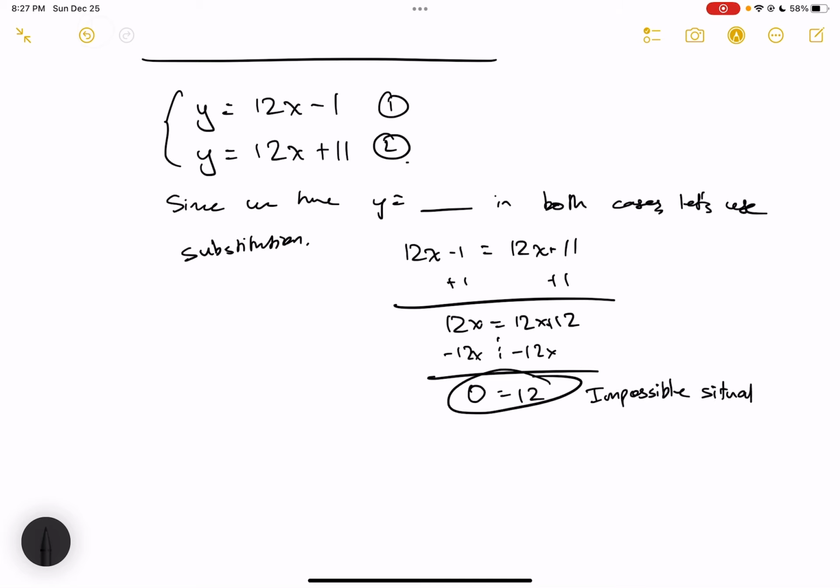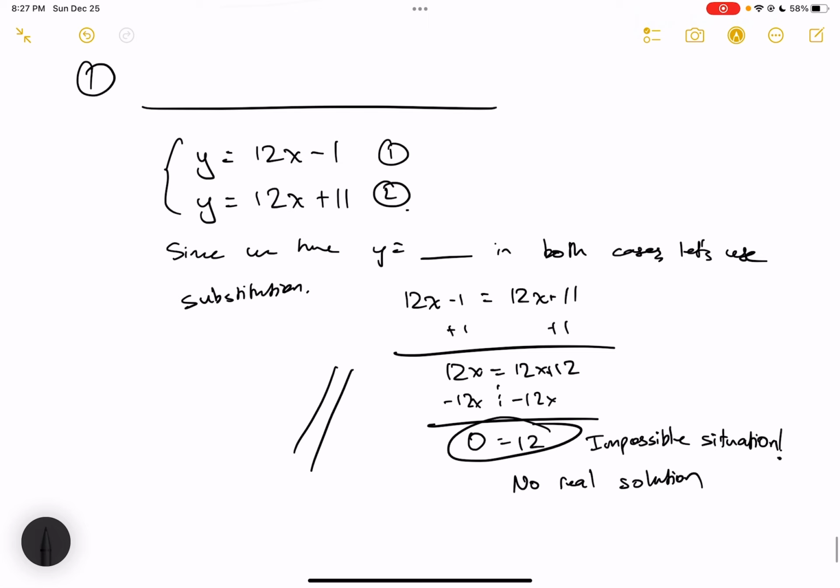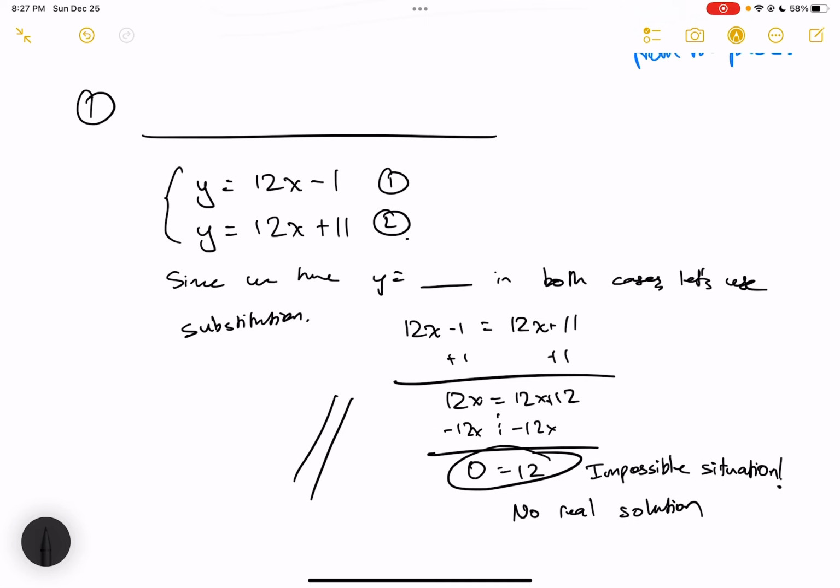Again, 12 can't equal 0. Remember what we said about impossible situations when we get to something like this. This is a situation when we would have no real solutions. And if we were to solve this graphically, I'd get two parallel lines. So this is a situation where a system of linear equations can have no real solutions.